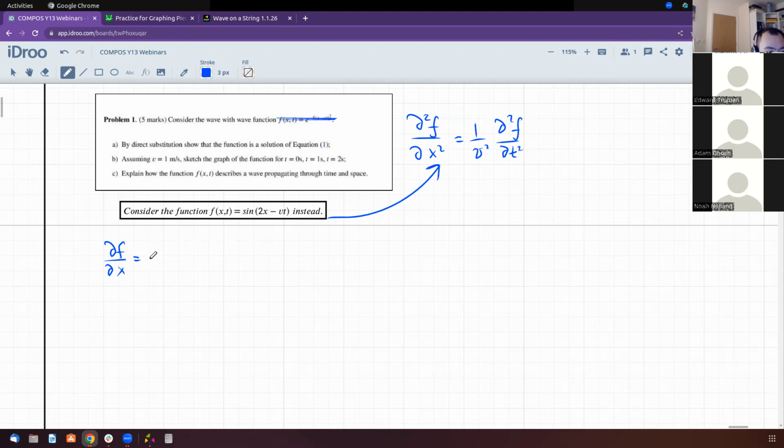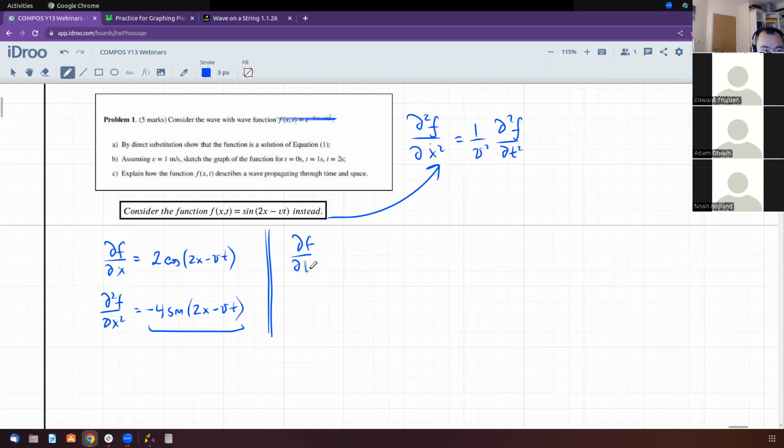So df dx is going to be 2 multiplied by cos 2x minus vt. Ah, nice. That's very nice. Now d squared f dx squared is the derivative of that. So that's going to be minus 4 sine 2x minus vt. Okay. Now we can already plug that in to here. Now we find df dt.